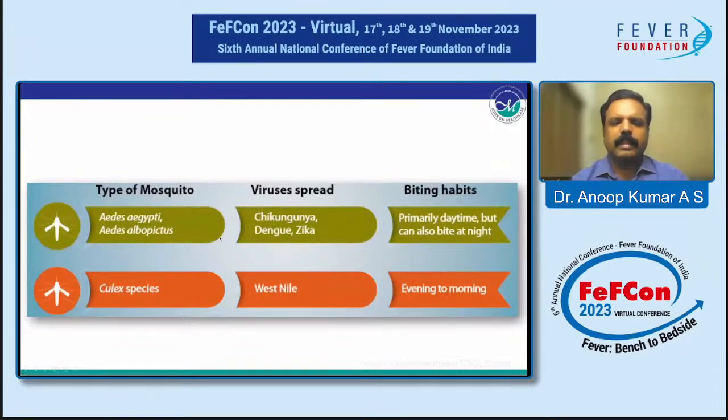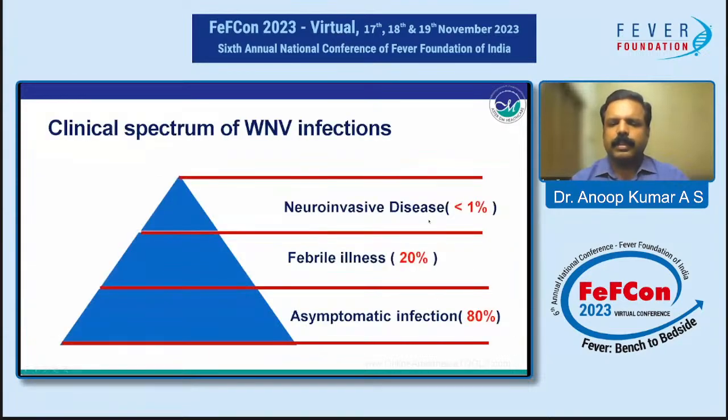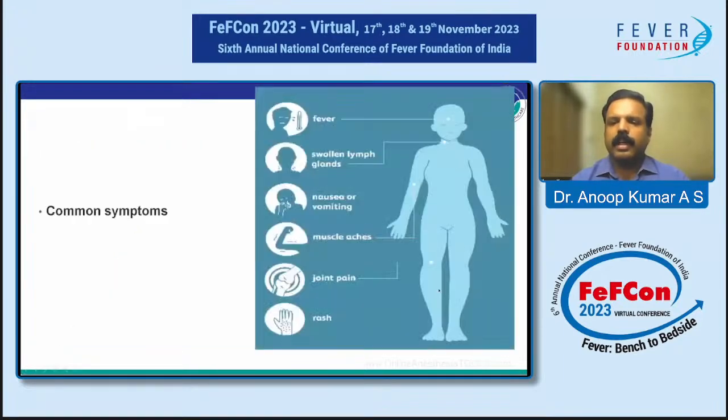And again, it is mainly by the Culex species. The Aedes usually spread chikungunya, dengue, etc. Here the issue is that the incidence of neuroinvasive disease is less than 1%. So if you pick up one case of encephalitis, by that time you might have missed 99 cases of other febrile illness, because 80% are asymptomatic and 20% will have only mild febrile illness. So one case means it's almost equivalent to 99 cases.